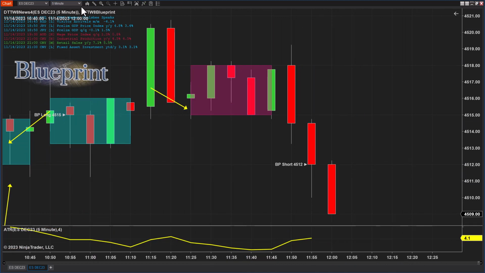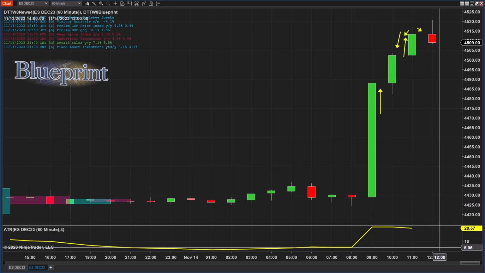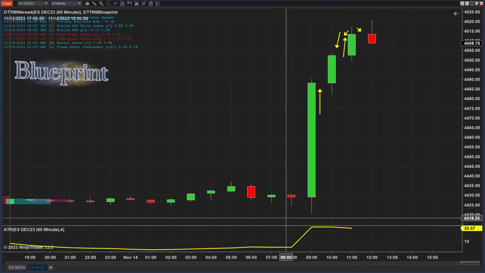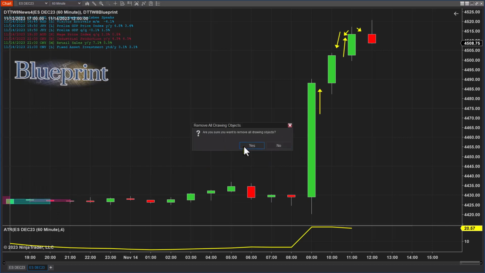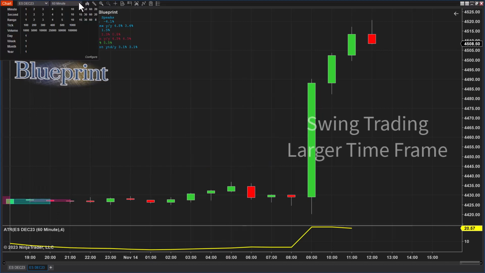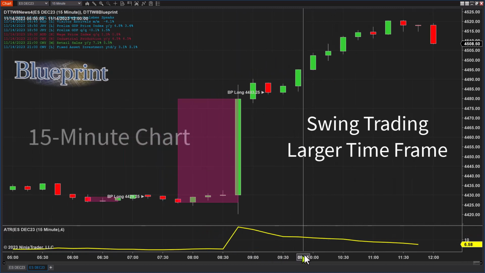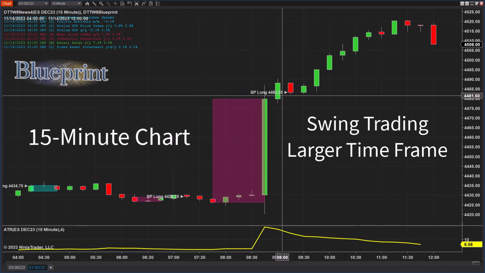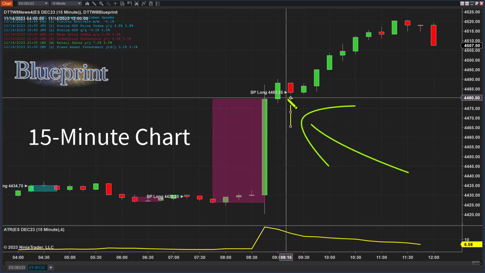Okay, what about a hourly chart? Wow, nothing. All right, so no signal on an hourly chart. Let me just remove some of the arrows, and let's take a look at a 15-minute chart, let's say. Okay, so on the 15-minute chart, again, more swing trading. This is one signal just long for today.